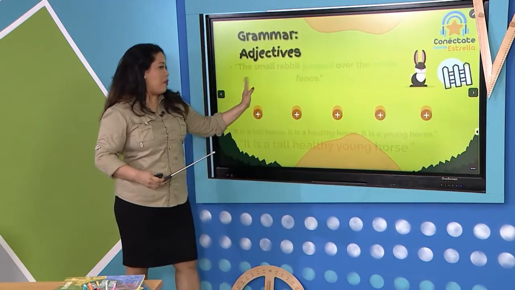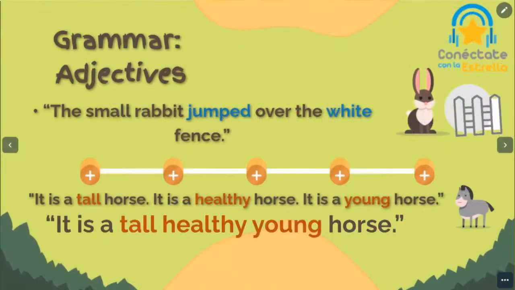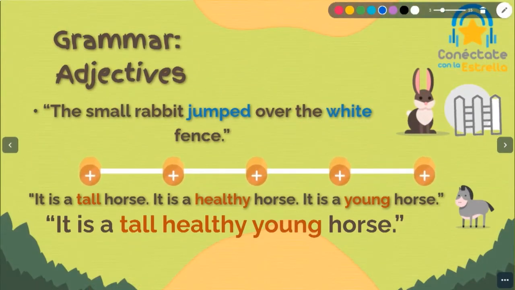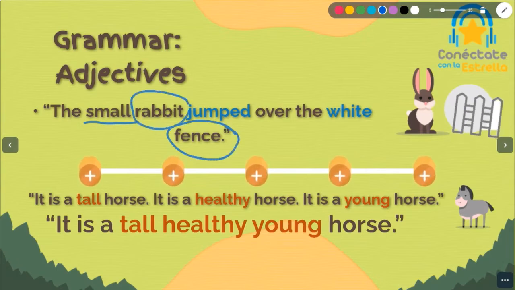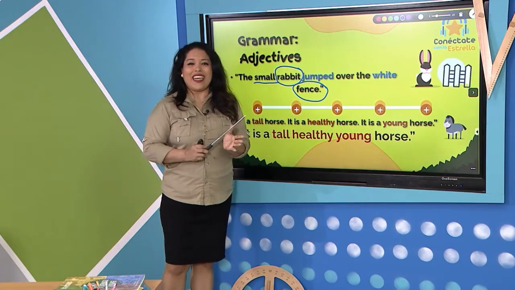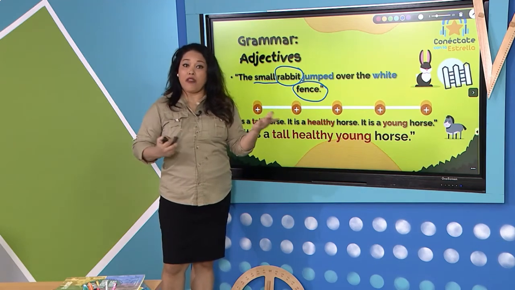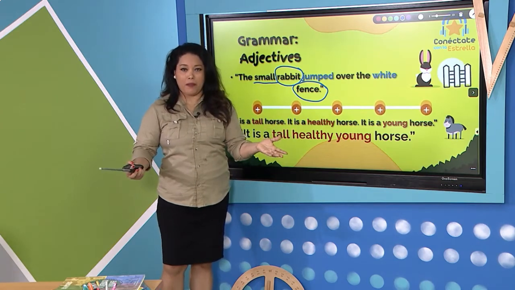Okay, look at the example. The small rabbit jumped over the white fence. So, small is an adjective that describes the noun rabbit, and white is an adjective that describes the noun fence. So adjectives enrich the description of the people and things that we are talking about. They enable the listener or reader to form a mental image of a person or object being described to them.